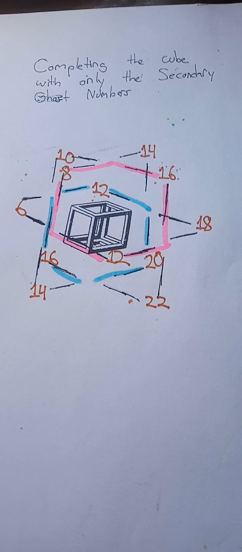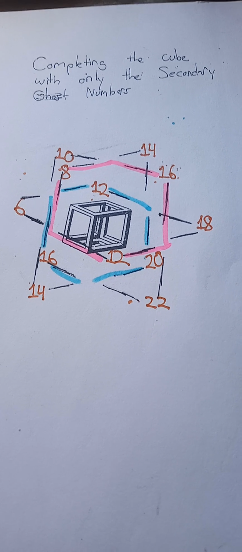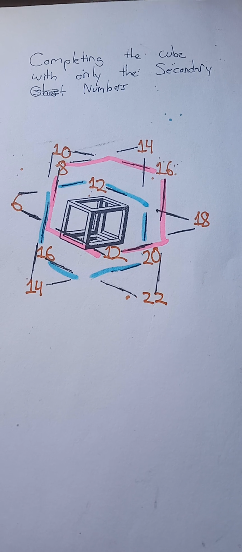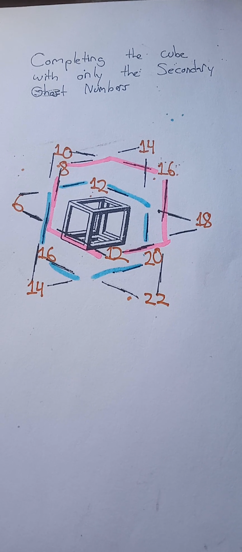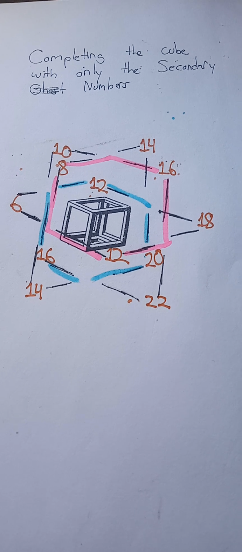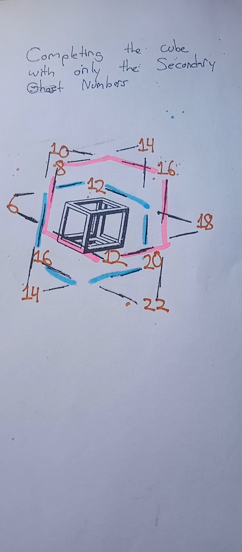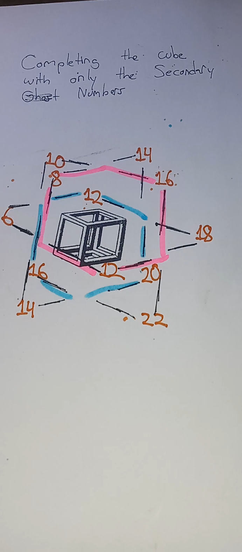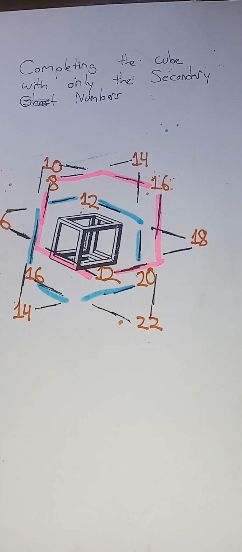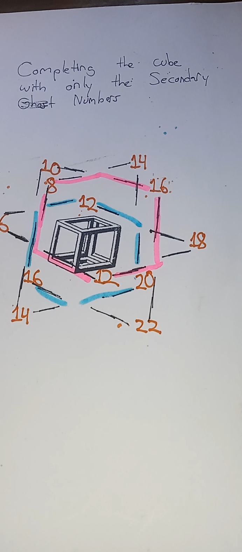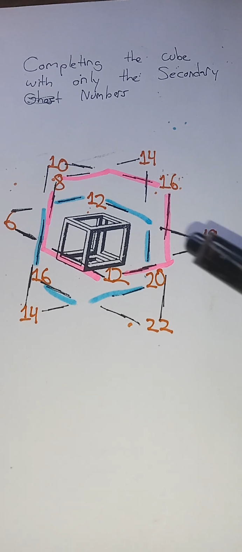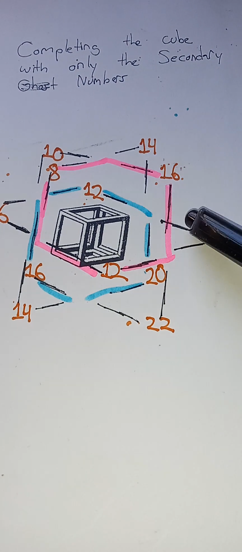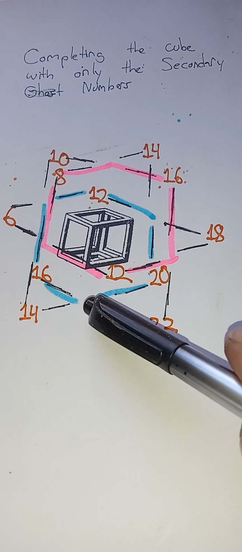Okay, in this video, I'm going to demonstrate how you complete a cube without knowing the face numbers, the primary numbers. For instance, if the primary numbers haven't been given to you yet. For starters, I'll go with the secondary numbers. The primary numbers are the ones at the very center of the faces. They're not there in this case.